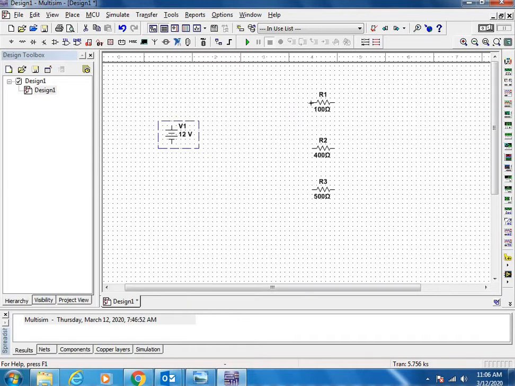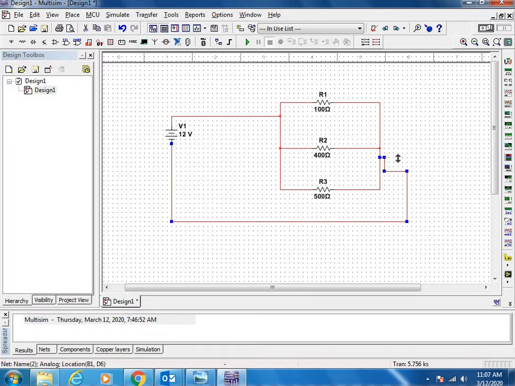Now first connect these resistors in parallel. Three resistors are connected in parallel now. Now let us give the input voltage of 12 volts, positive to one end, negative to the other end. Now this is our simple parallel circuit.